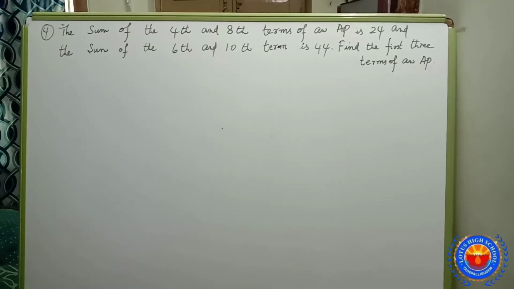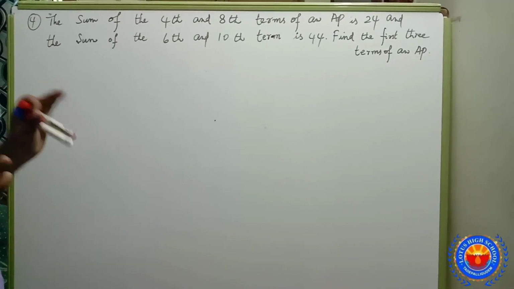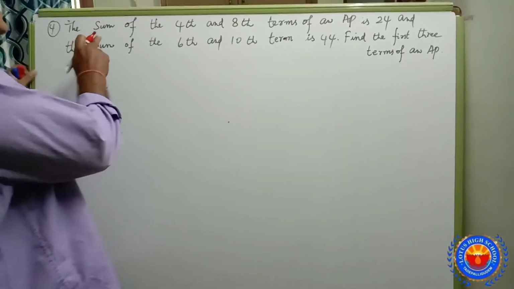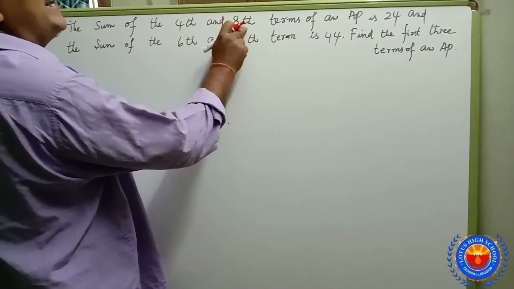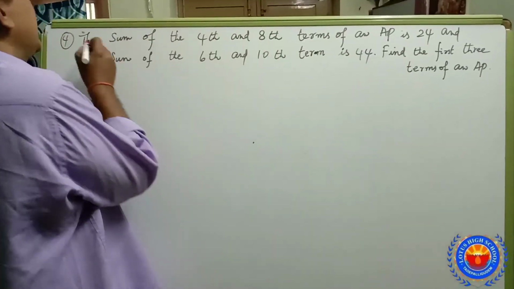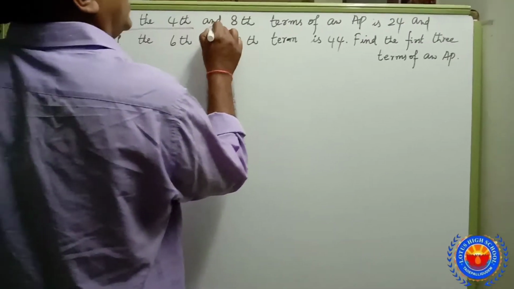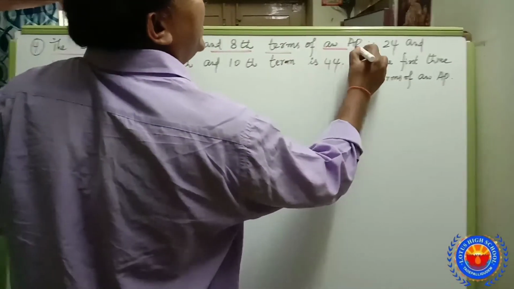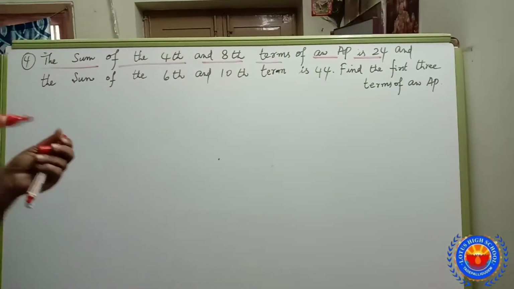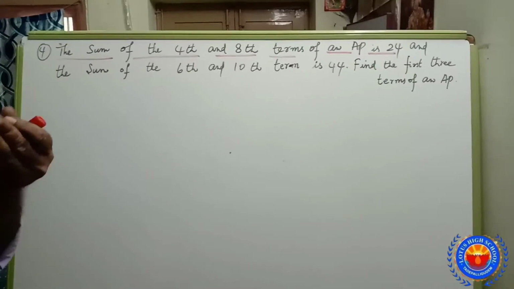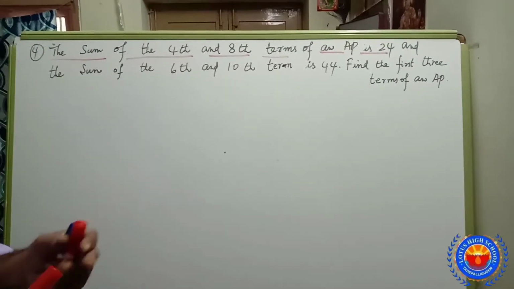So, one more sum, but somewhat different, the same concept only. The sum of the fourth and eighth terms of an AP is 24. This statement is very important. First, read the statement one or two times. This English statement you read properly, then you will get a math statement.